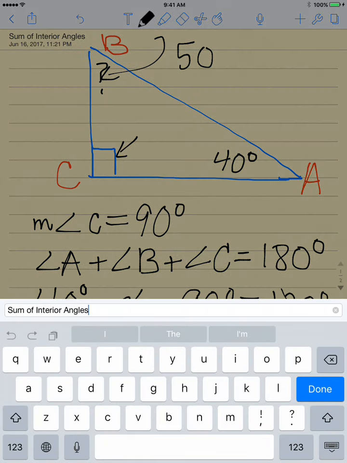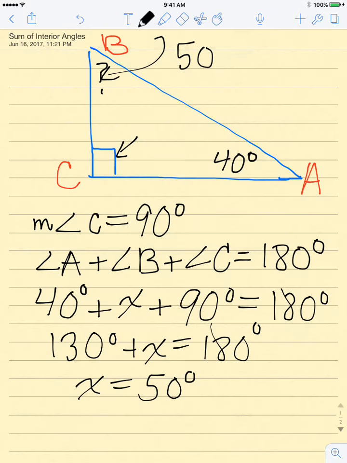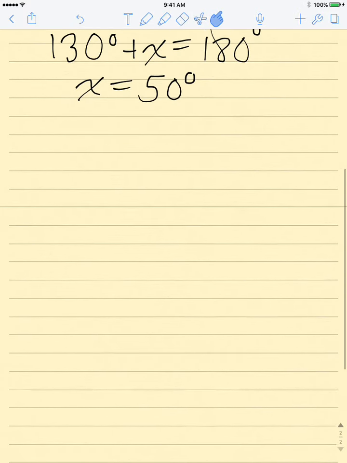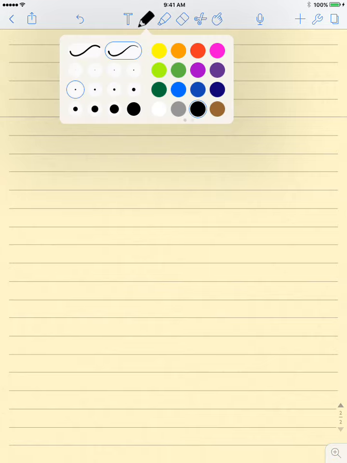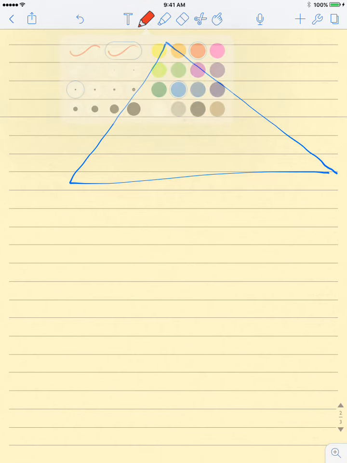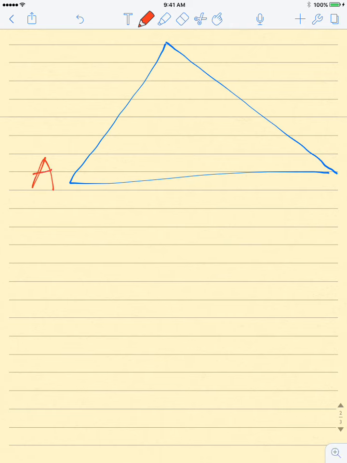Let's try one more. If you understand, you can stop this video, and if you need more help, I'll do one more example. Okay, so let's say we have, again, angle A, angle B, and angle C.